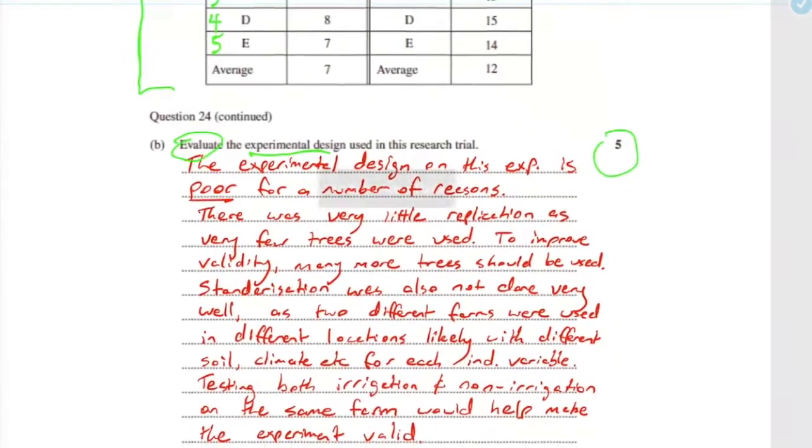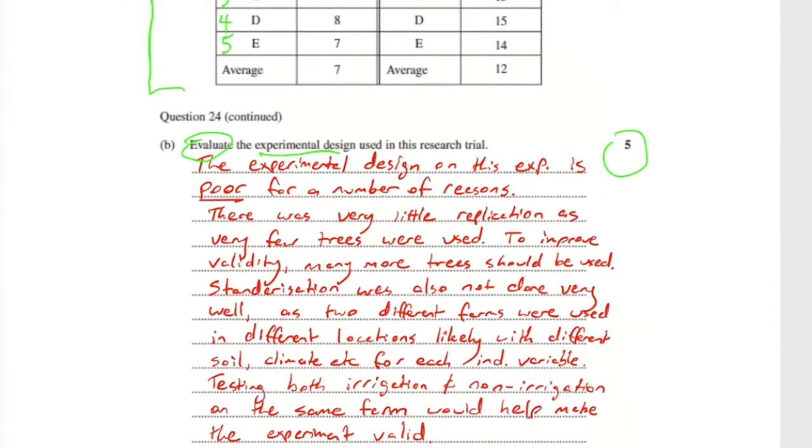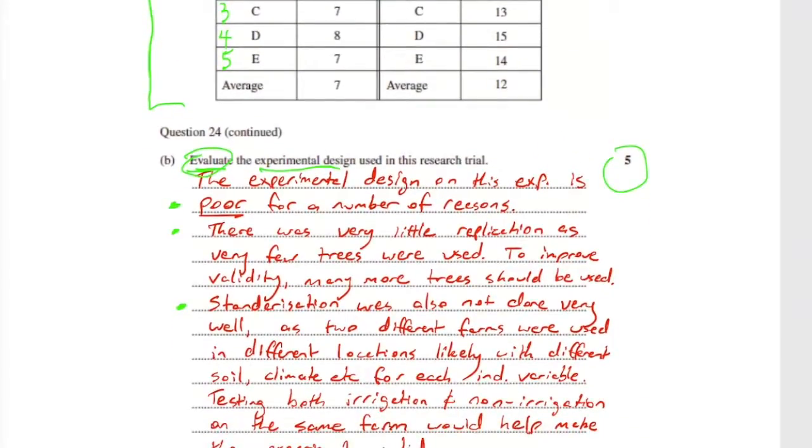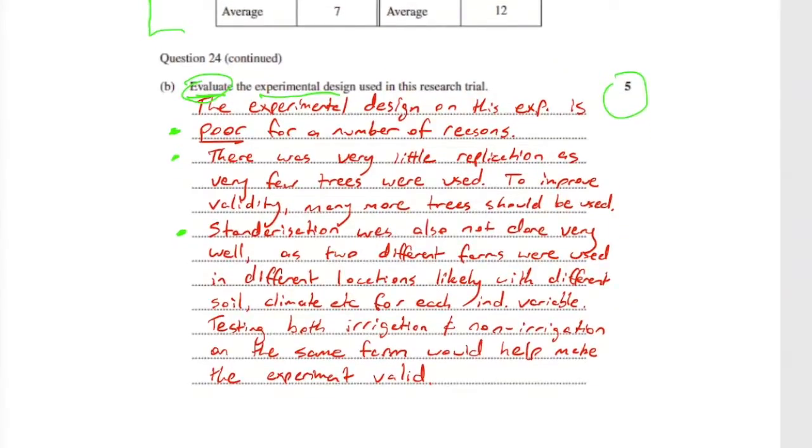So you'll see down here that standardization was not done very well here because there were 2 different farms used. One had irrigation and one didn't. And then also I wrote that it's poor. So remember, this is an evaluate. So I used the word poor and I underlined that. And I also said that the replication was poor here because they only did 5 trees on each farm, which is not very good replication. You really need to do more. And so then I've kind of gone and evaluated it and said down here how you would fix it.